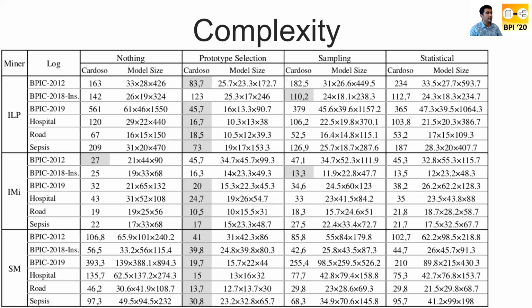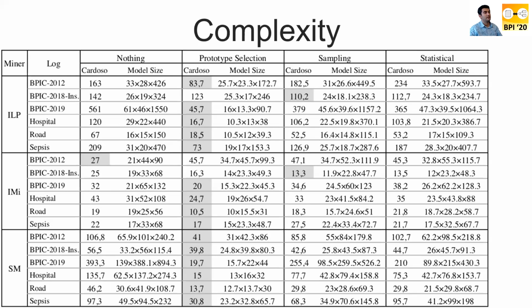So here you can see the complexity of discovered process models using different pre-processing methods. Here, model size represents the number of places, transitions, and arcs in the discovered models, and a higher value indicates that the discovered model is more complex to understand. The Cardoso measure also indicates the complexity, and a higher Cardoso means the process model is more complex.